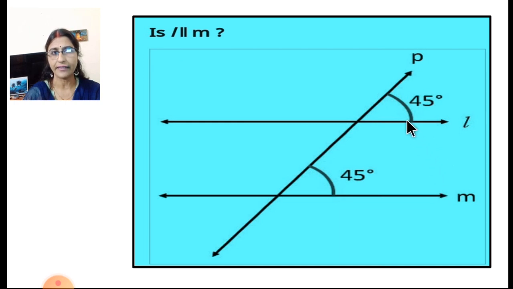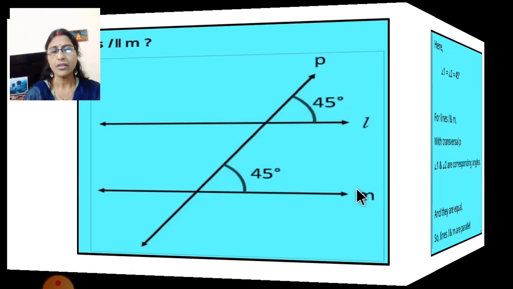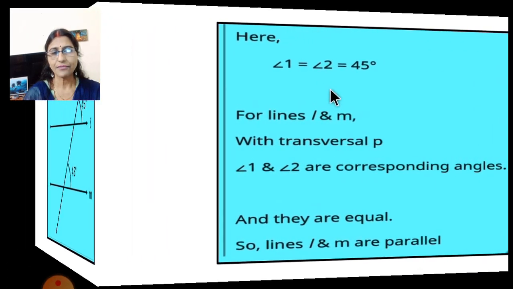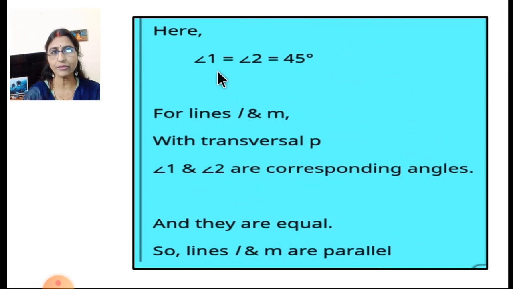That is not given. They have given that these two angles are equal in measure. So let us see how to write this. First we will write angle 1. One is angle 1, the second one is angle 2. Angle 1 and angle 2 both measure the same. So we'll write like this: angle 1 is equal to angle 2, which is equal to 45 degrees.